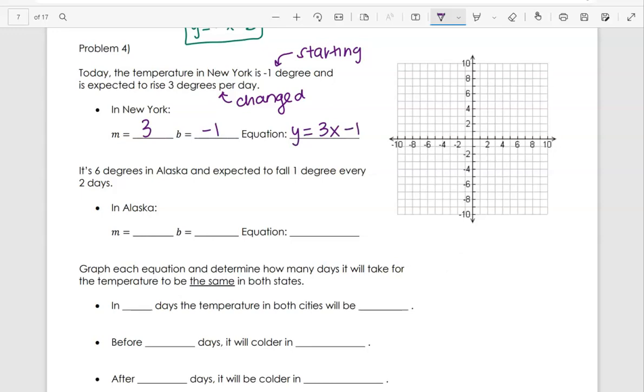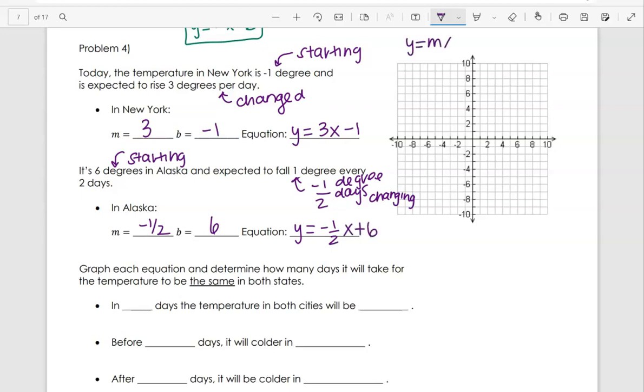Let's say it's 6 degrees in Alaska. Okay, 6 degrees, that's our starting point. And expected to fall 1 degree every 2 days. So that gives me 1 degree it's going to lose every 2 days. That's changing, so that's going to give me my slope, how much it's changing. And the starting point is the b. My equation is negative 1/2 x plus 6. I'm just using y equals mx plus b. That should be right at the front of our minds.